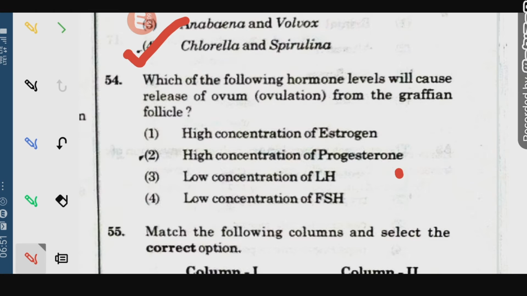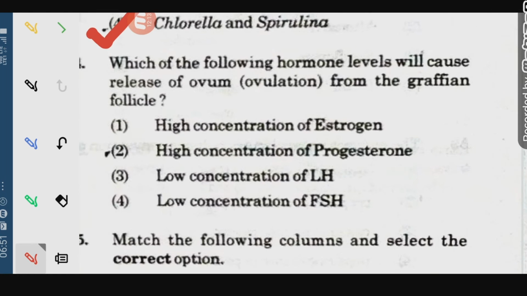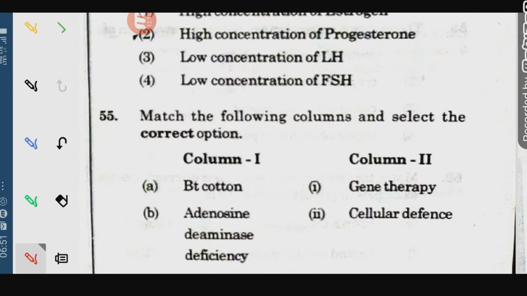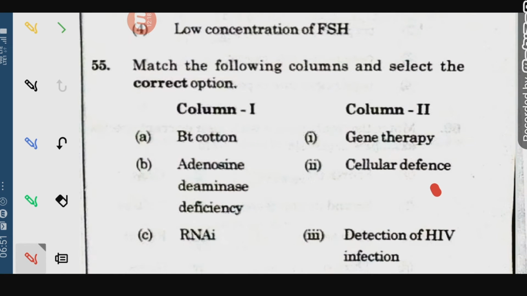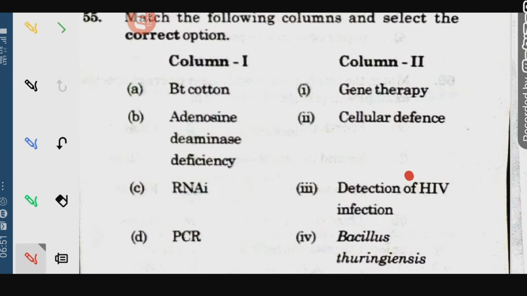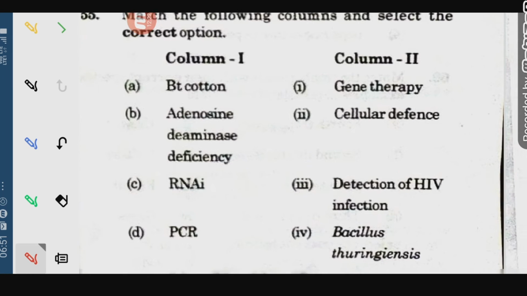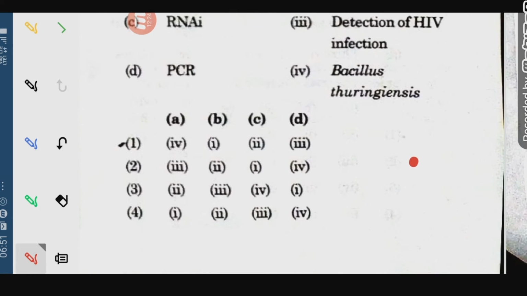Matching the following columns and selecting the correct option. Bt cotton is associated with Bacillus thuringiensis. A should be associated with 4. Okay, even with the first option, we can match it. We can match the column. Okay, it's pretty easy. Let's move on to the next one.